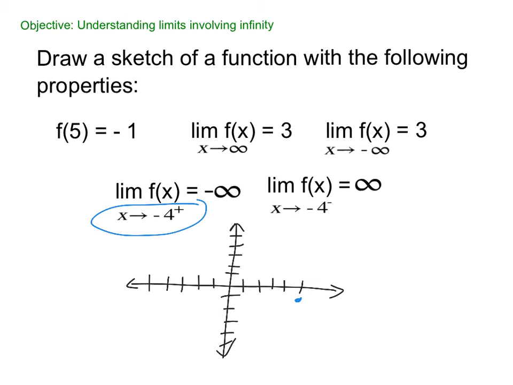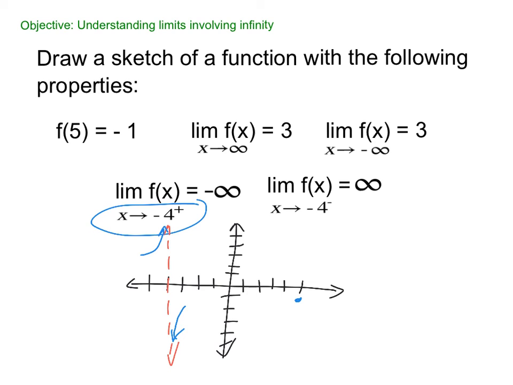As x approaches negative 4, from the right is negative infinity. So that means it's down like this. Right, so it's going like that. And then from the left, it's going to positive infinity. So over here, it's going up.